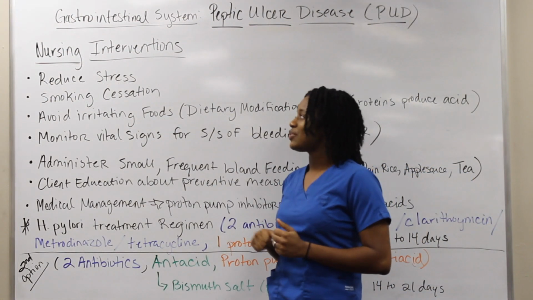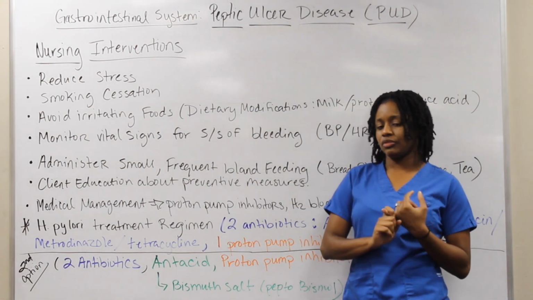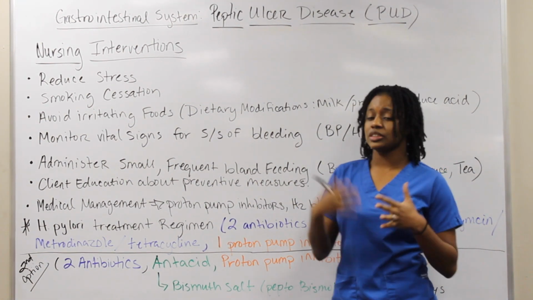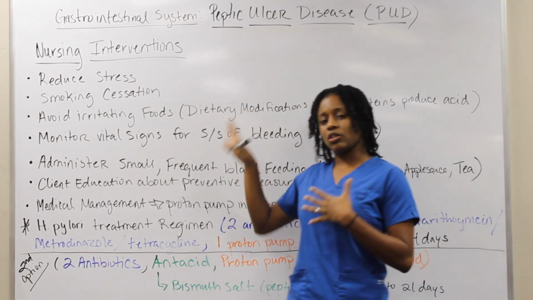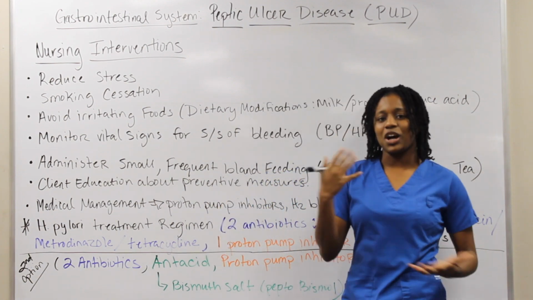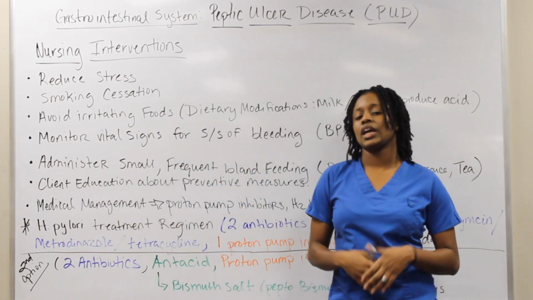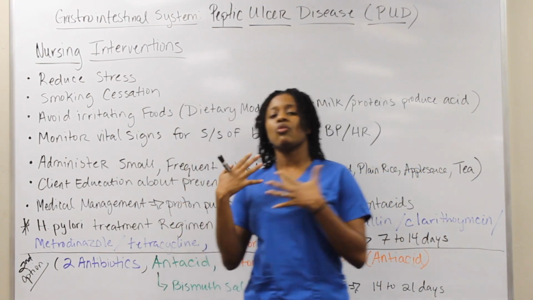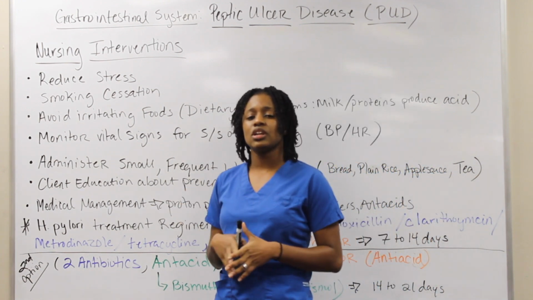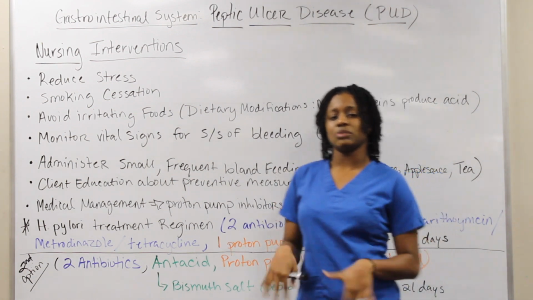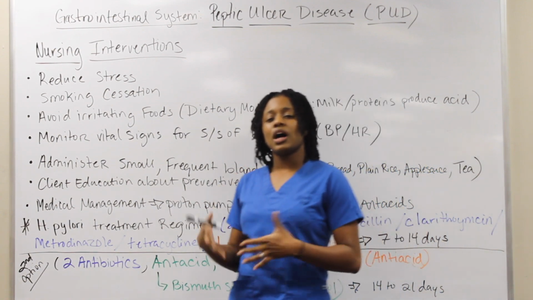Now we have nurse interventions, and for our nurse interventions, this is for peptic ulcer in general. So this is for Zollinger-Ellison syndrome, this is for peptic ulcer, okay? Because ZES is a type of peptic ulcer, just a severe type. But the treatment's all going to be the same, because nevertheless, it is a peptic ulcer. All right, so one thing we want to do, we want to reduce stress, okay? Mental stress, physical stress, we just want to reduce stress, right? Because like I said before, stress causes a lot of dysfunction to occur within the body, right?